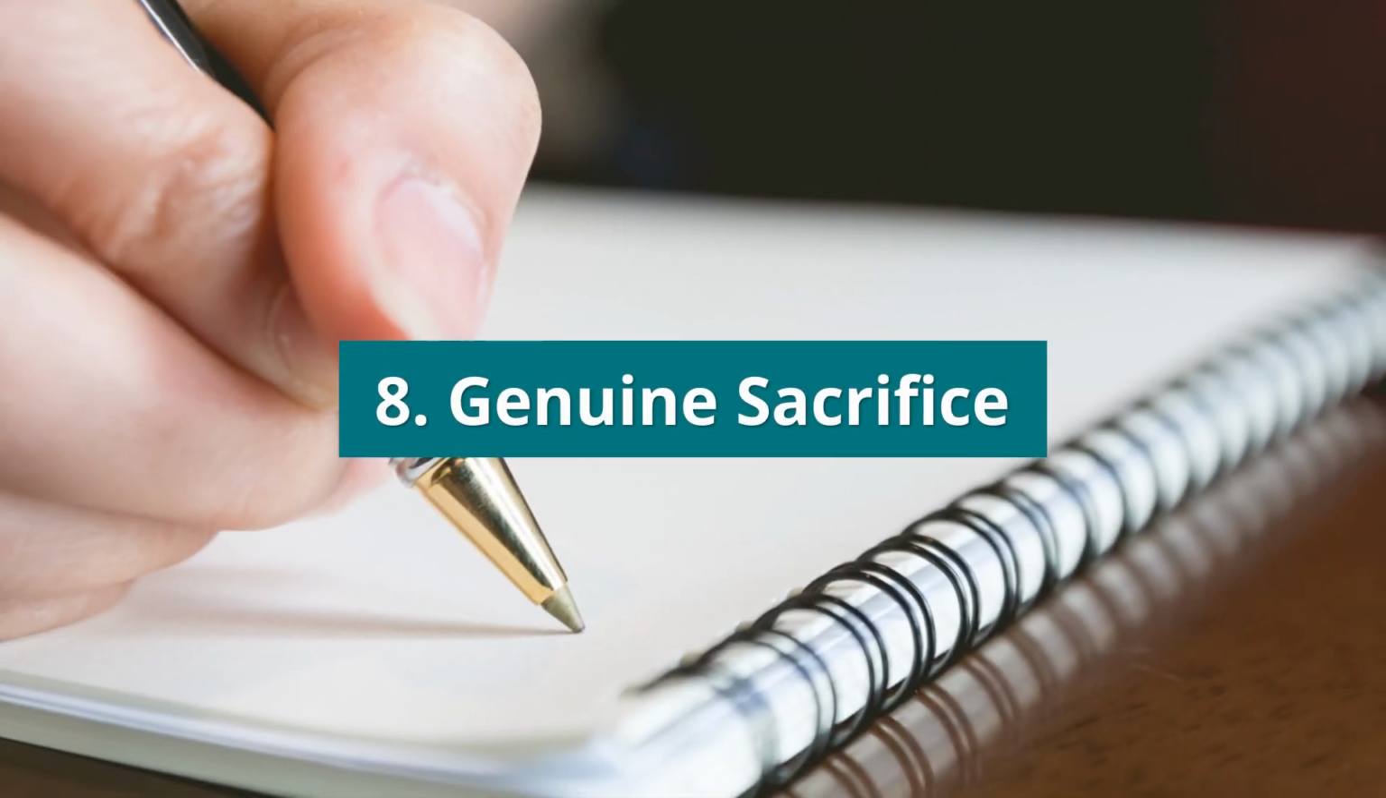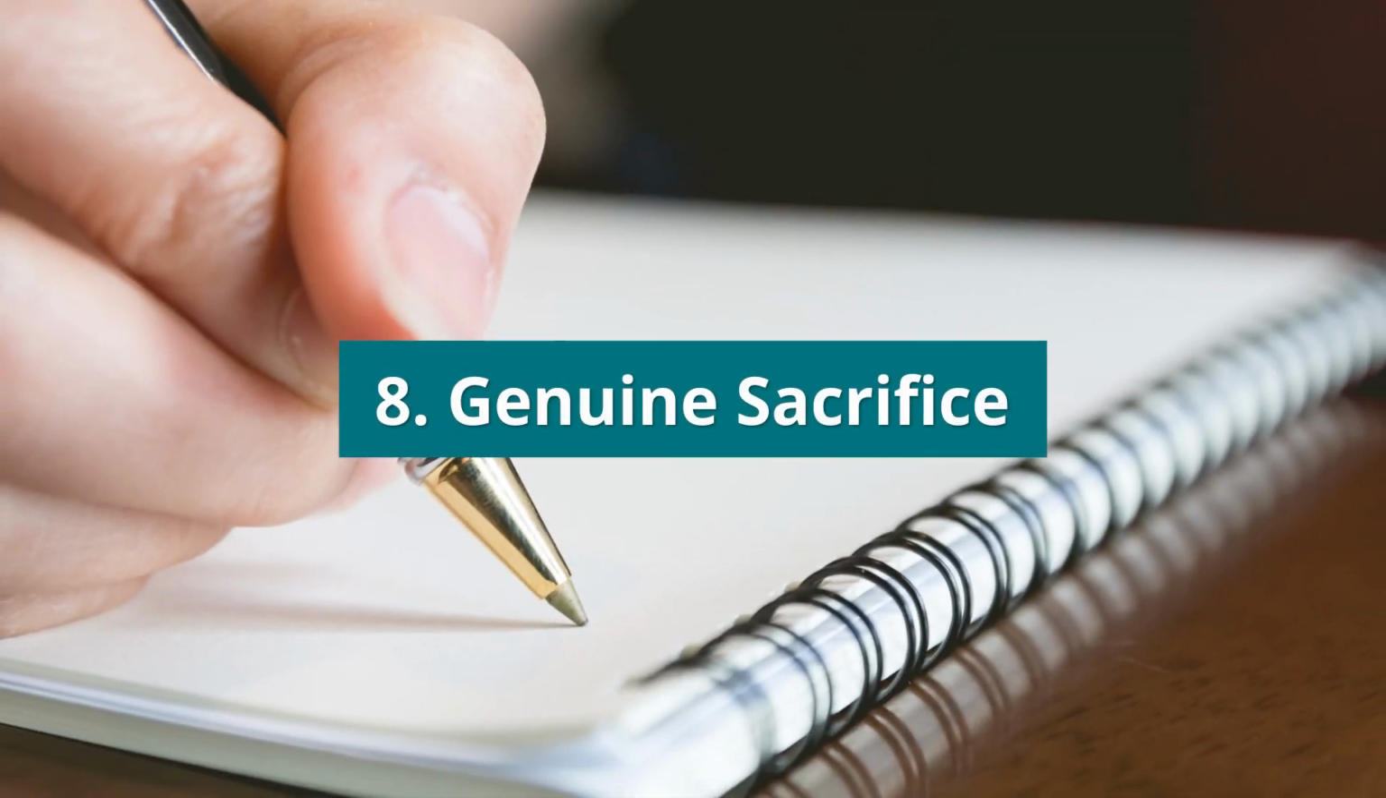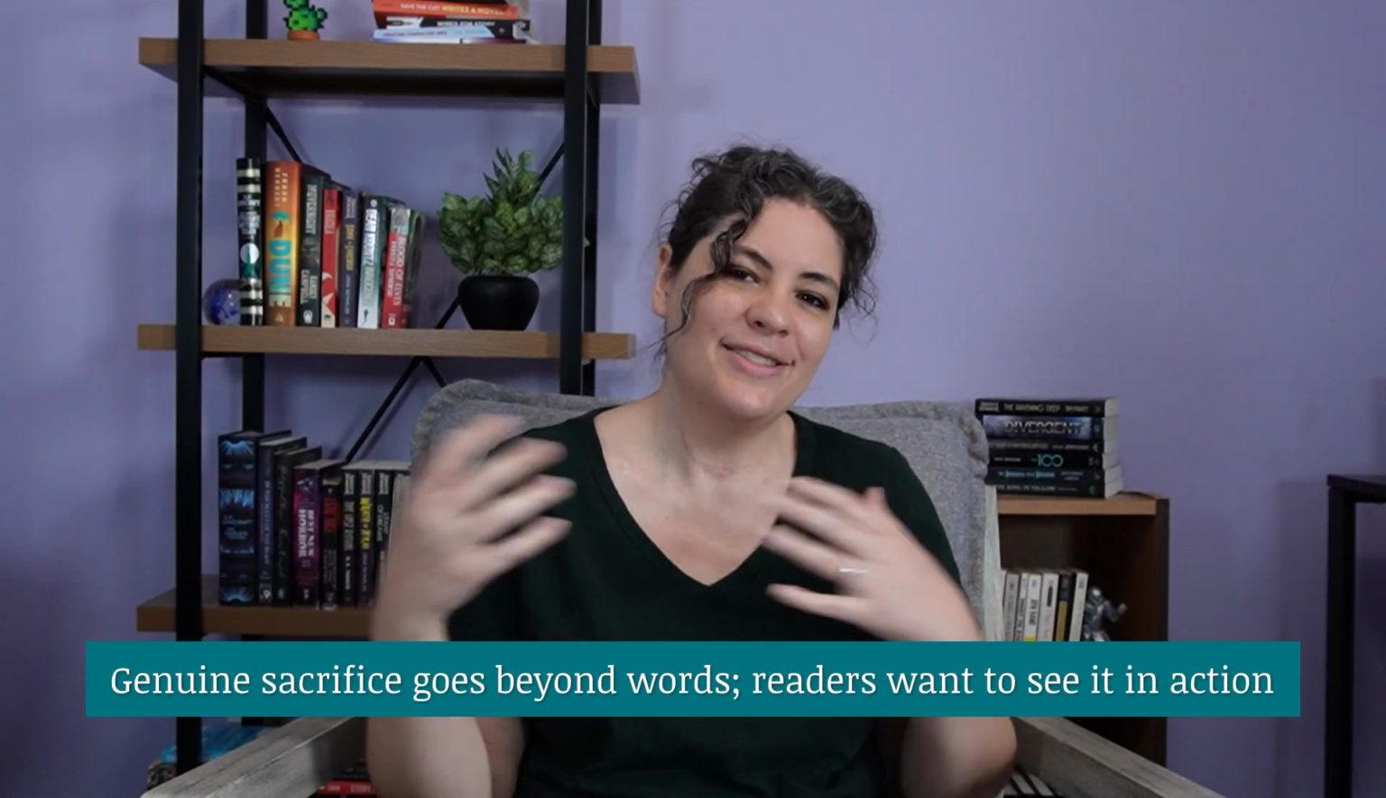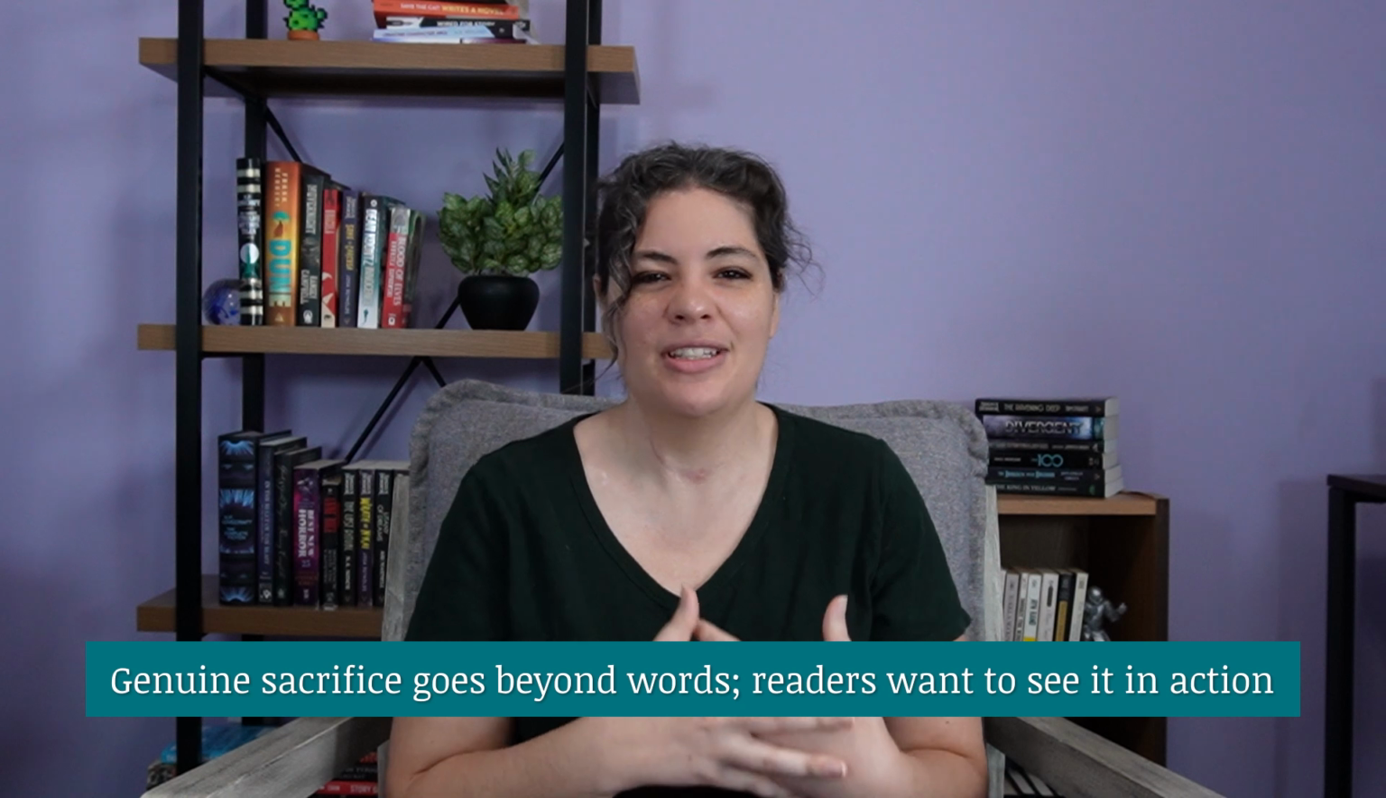Number 8 is genuine sacrifice. And this is a big one. We normally see it towards the end of stories, but it can grow and be gradual throughout the entire story. And when I say genuine sacrifice, it's moving beyond just saying, I love you, I'd do anything for you, or I'd take a bullet for you. Cool, words are words, but we as readers want to see what this actually means.